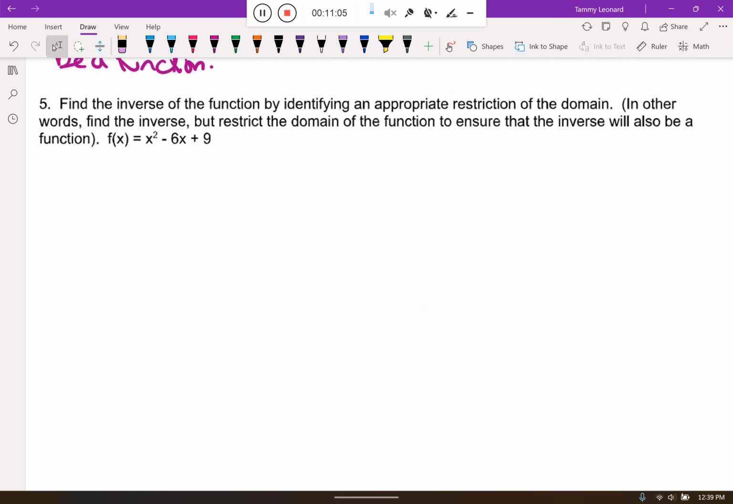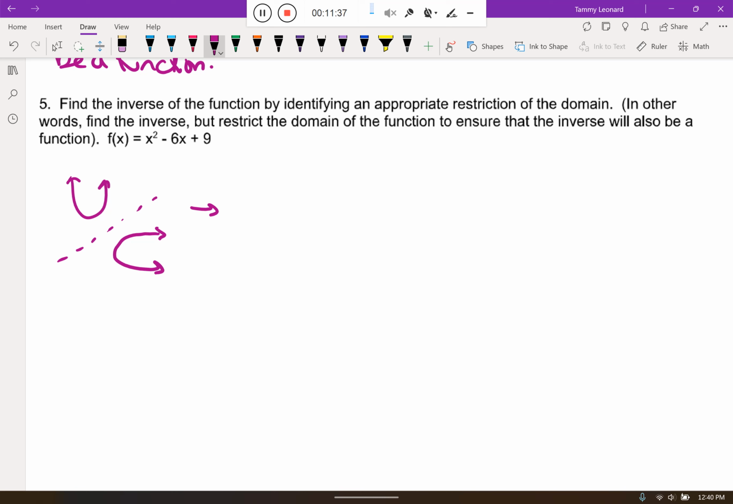Says, I've got this function f of x equals x squared minus 6x plus 9. So we know this is a parabola that opens up. So we've already talked today about the fact that the inverse of this would look like a parabola that would open to the side because it would reflect across that line y equals x. While this one is a function, this one is not. So we have to restrict the domain so that when we reflect it, it becomes a function.